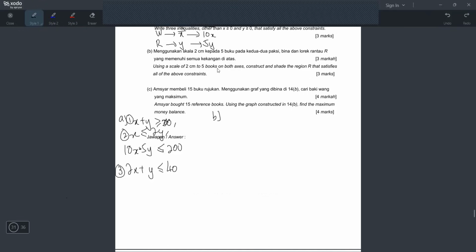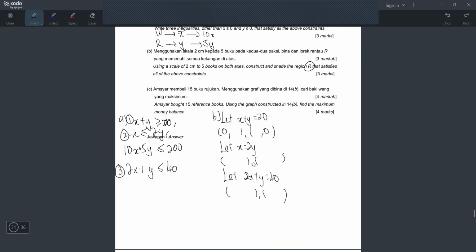B says using a scale of 2 cm to 5 on both axes, construct and shade the region R that satisfies. Okay, before you sketch the graph, before you draw the graph, you need to find some points first. So what you do, you have to change all these inequalities to equations. So let x plus y change to equal, equals 20. And then find 2 points. Usually the points that I like to find are x equals 0, y equals 0, right? The next one is also the same. Let x equals 2y, find at least 2 points. And then the last one is also the same. 2x plus y equals 40.